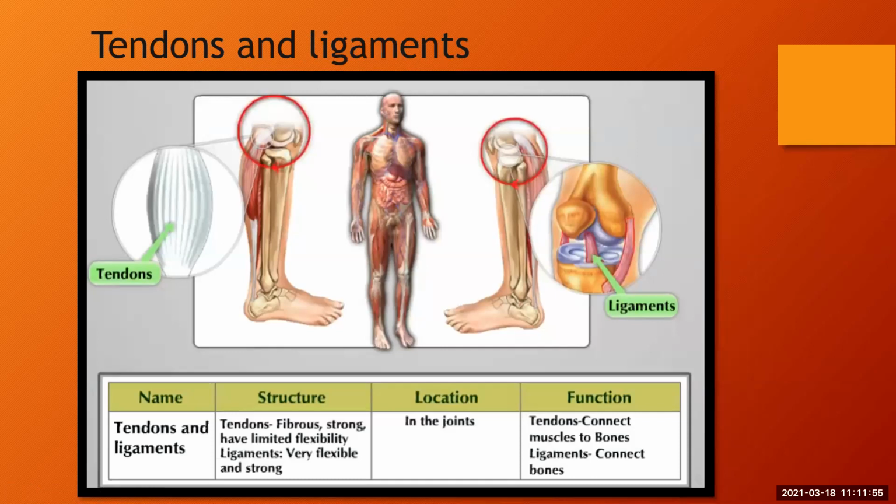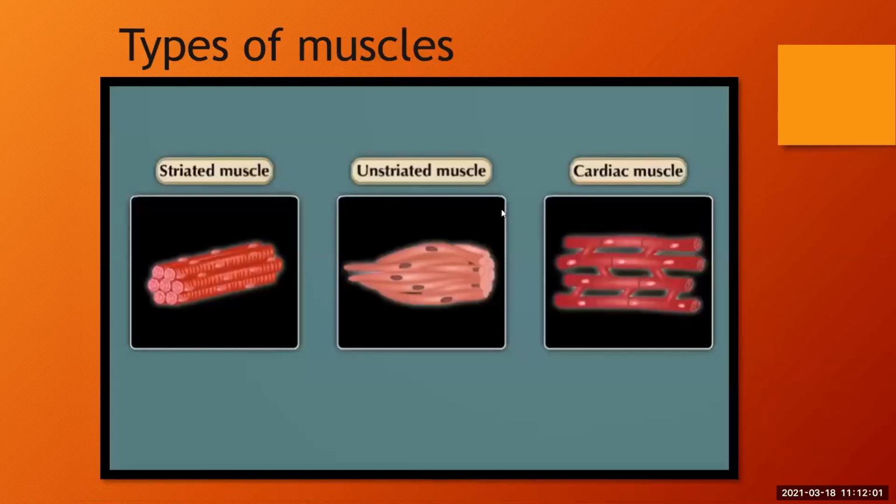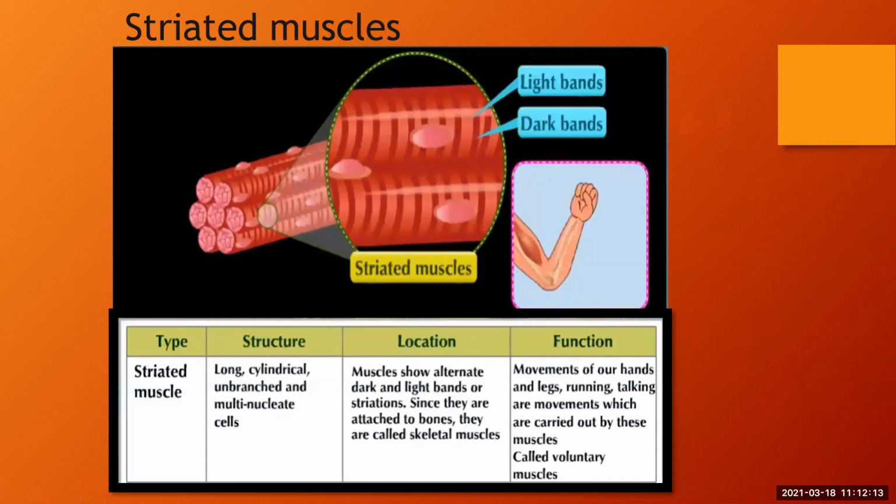Now, next we will move to the next complex tissue, that is the muscular tissue. So, these are the types of muscles: the striated muscle, unstriated muscle and cardiac muscle. So let's find out the difference between them and let's study one by one. The first one is striated muscles.